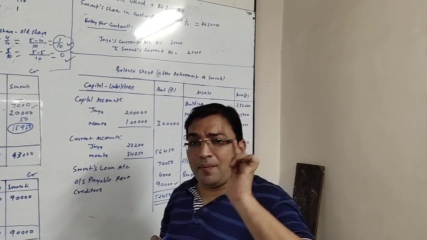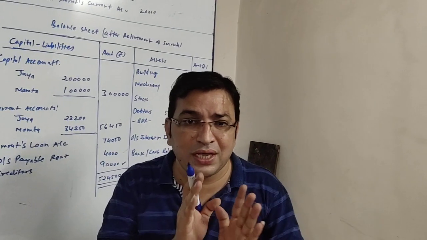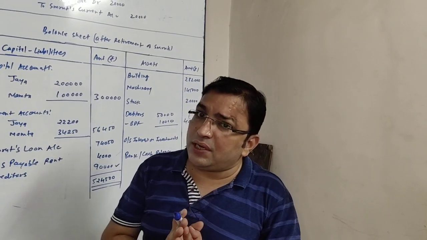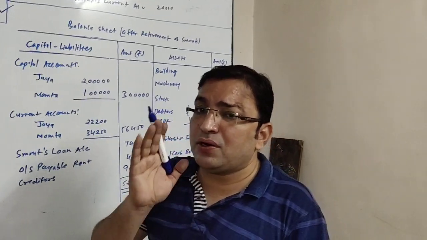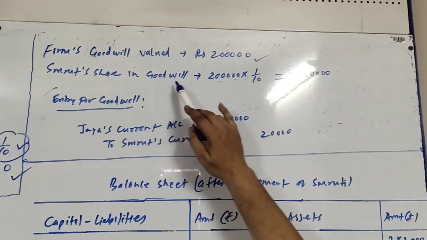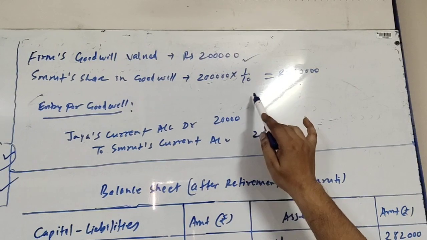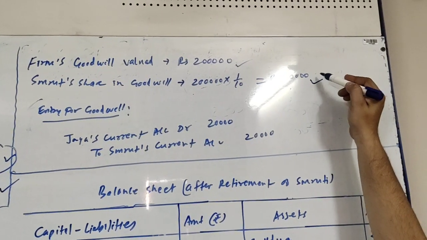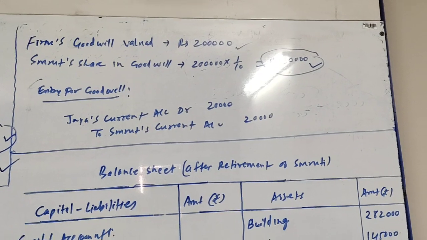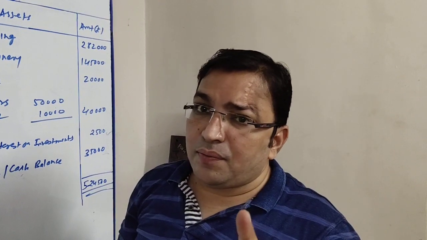So whatever the amount of goodwill payable to Smruti, it will be paid by Jaya only, because Jaya is the only one who is gaining because of the retirement of Smruti. Let us find out how much amount is payable to Smruti. Firm's goodwill is valued rupees 2 lakh, given in adjustment number 4. Smruti's share in goodwill is 2 lakh into 1/10, so it comes to rupees 20,000. This will be paid by Jaya, because Jaya is the only one who is gaining.